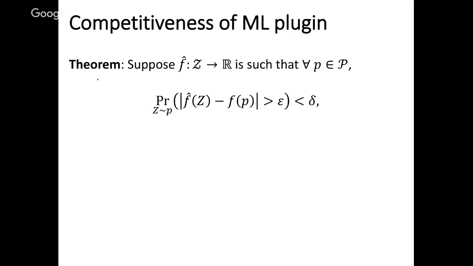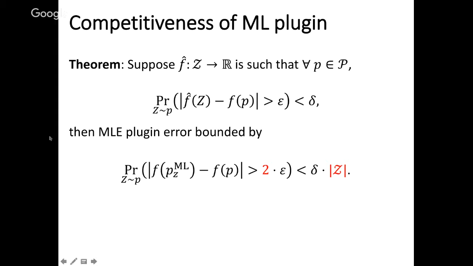So that's what we'll mean by f hat being a good estimator. f hat is a good estimator if it estimates f of p up to additive epsilon with error probability at most delta. If this happens, then what we can show is that the maximum likelihood plugin estimator we saw before will have an accuracy of at most 2 epsilon with an error probability that grows as at most delta times the size of z, times how many elements are in this calligraphic z.